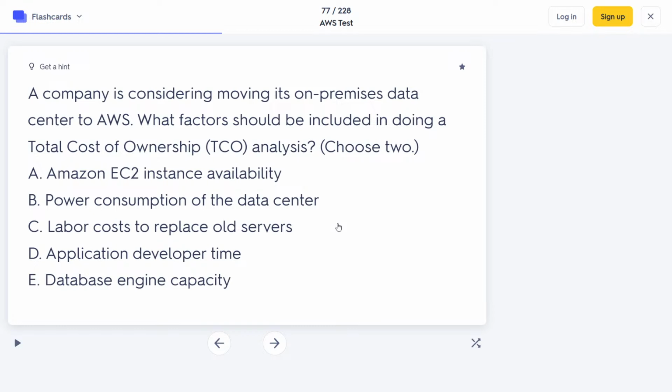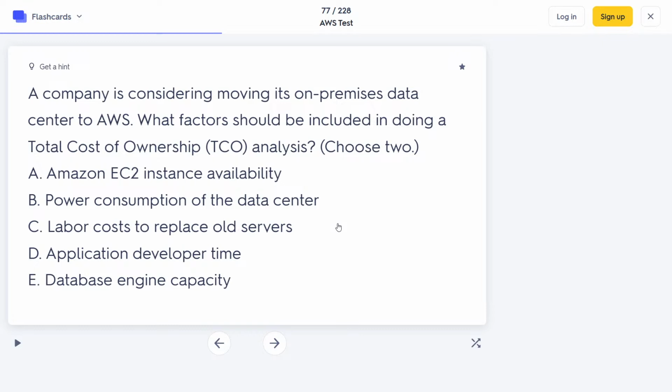Okay. A company is moving their thing from on-premises to AWS. What factors should be included in doing a total cost of ownership analysis? So that means, what are the two things out of these five things which the user needs to pay for when they are on the AWS cloud? EC2 instance availability, power consumption of the data center, not at all. Labor cost to replace old servers, no. Application developer time, yes. Database engine capacity, probably no. So it is AD, I'm assuming.